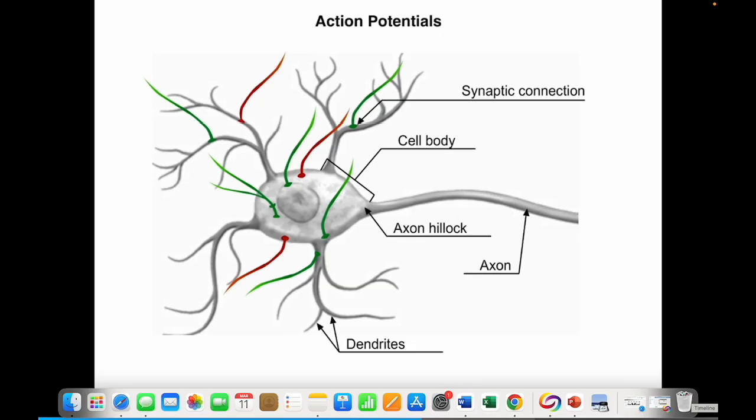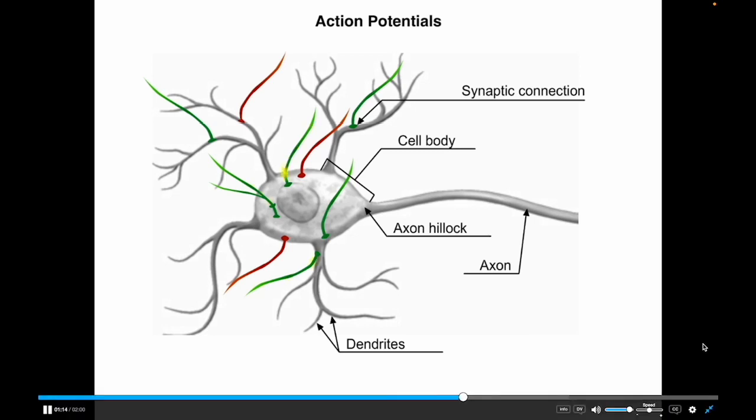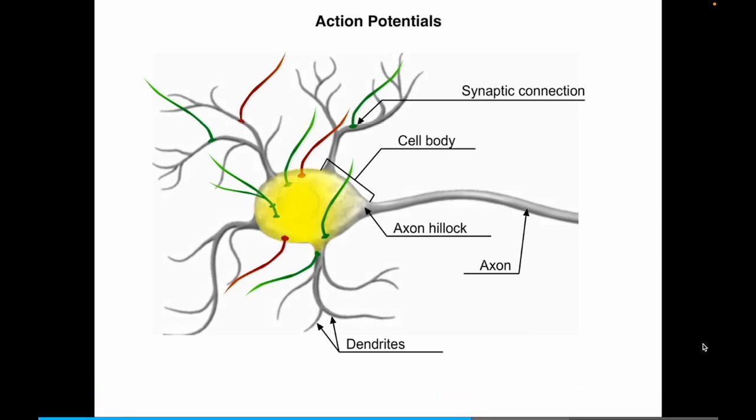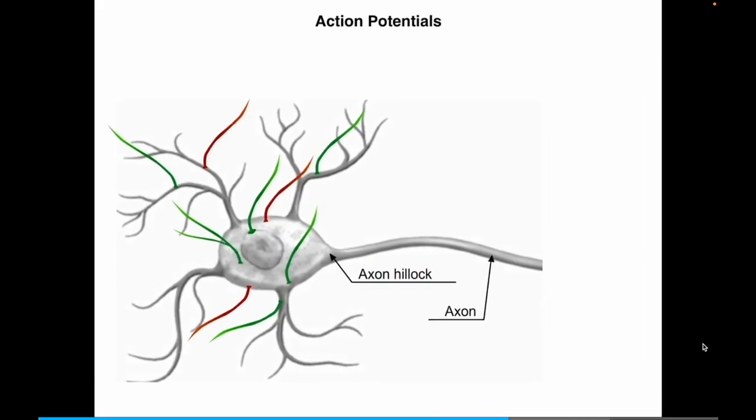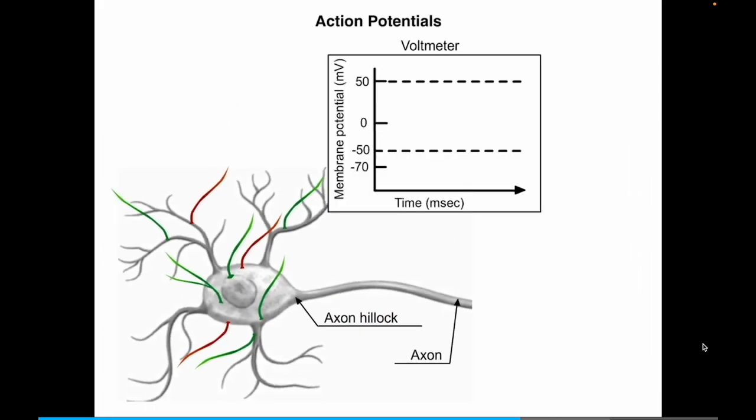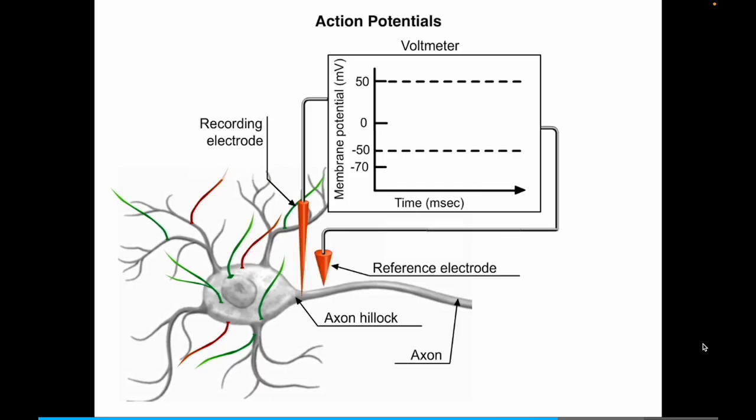If the neuron receives enough excitatory stimulation, the membrane potential will depolarize sufficiently for the receiving neuron to fire an action potential, beginning in a region called the axon hillock. The changes in membrane potential at the axon hillock can be measured with a voltmeter. The voltmeter measures the difference between a recording electrode inside the cell and a reference electrode outside the cell. This value is normally about -70 millivolts, which is the resting potential of the neuron.